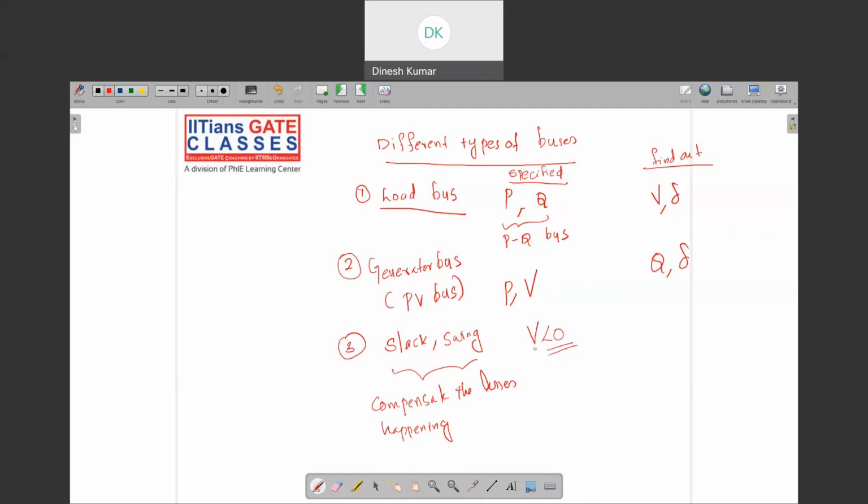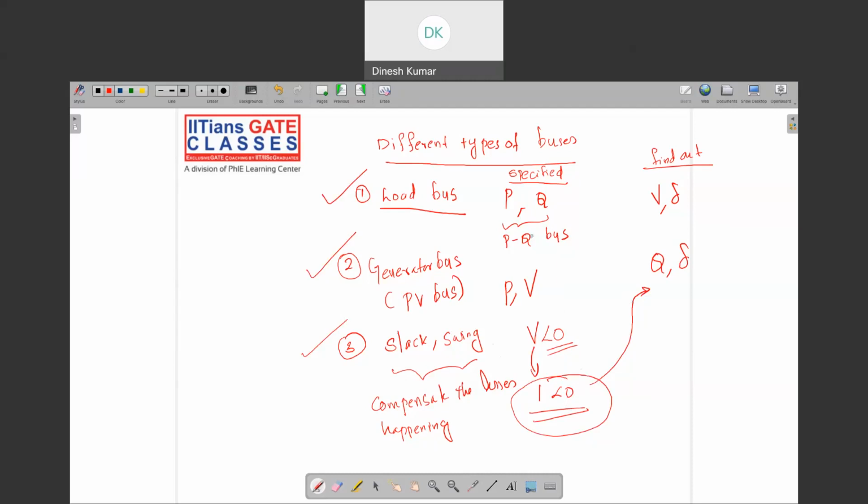So this voltage can be taken as 1 angle 0. All other voltages and all other deltas are found with respect to this particular bus. I will be explaining these things again. What are the different types of buses? Load bus, generator bus, and slack bus or swing bus or reference bus.